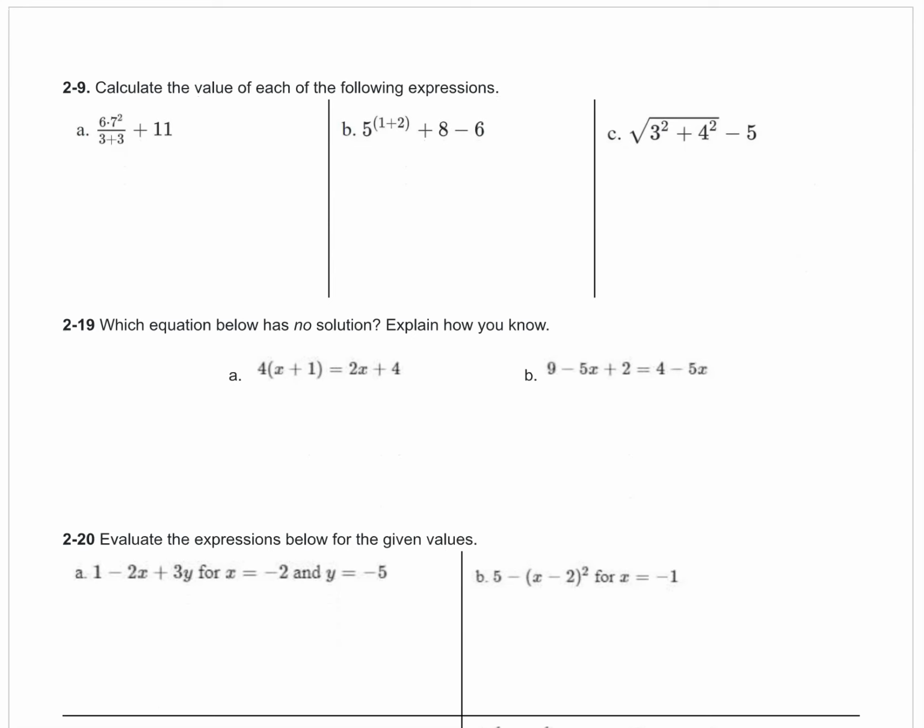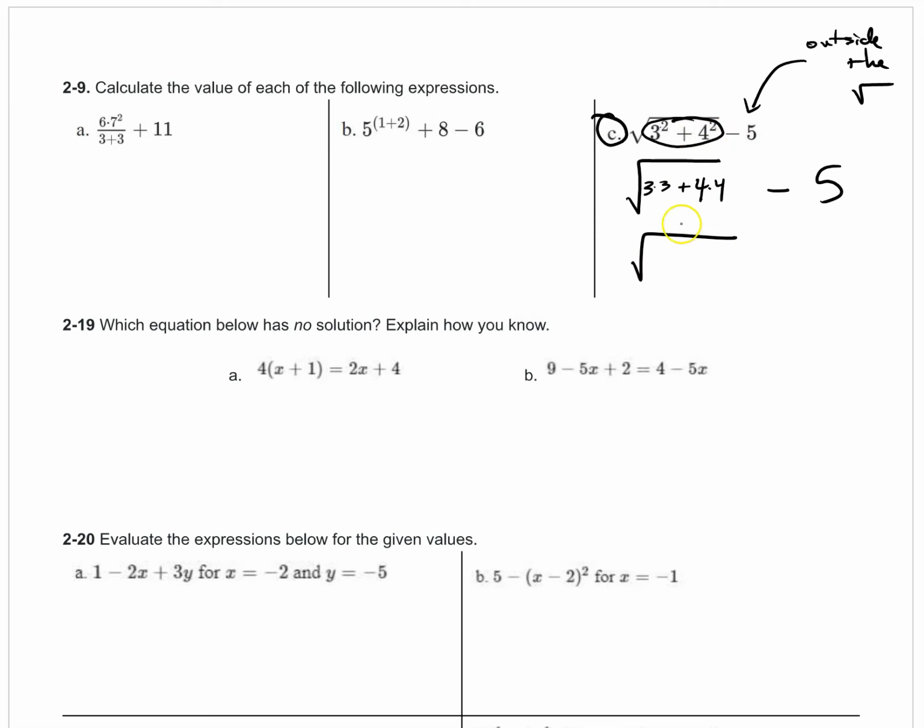2-9. Let's do C. Careful, this -5 is outside the square root. So what we're going to do is simplify this first, take the square root, and then subtract 5 from whatever that is. So we've got 3 squared, which is 3 times 3, plus 4 squared, which is 4 times 4. 3 times 3 is 9, plus 16, and then take away 5. All right, so 9 plus 16, we got to take the square root of 25, and then take away 5.